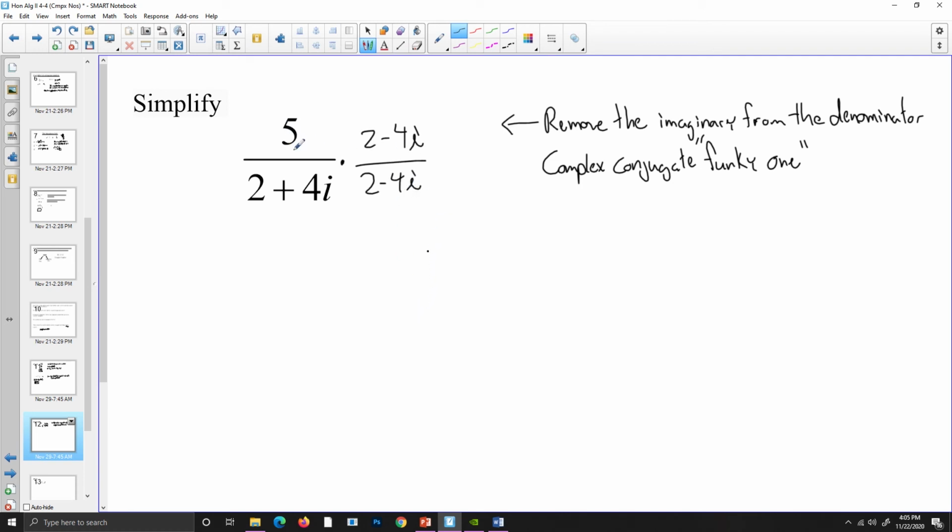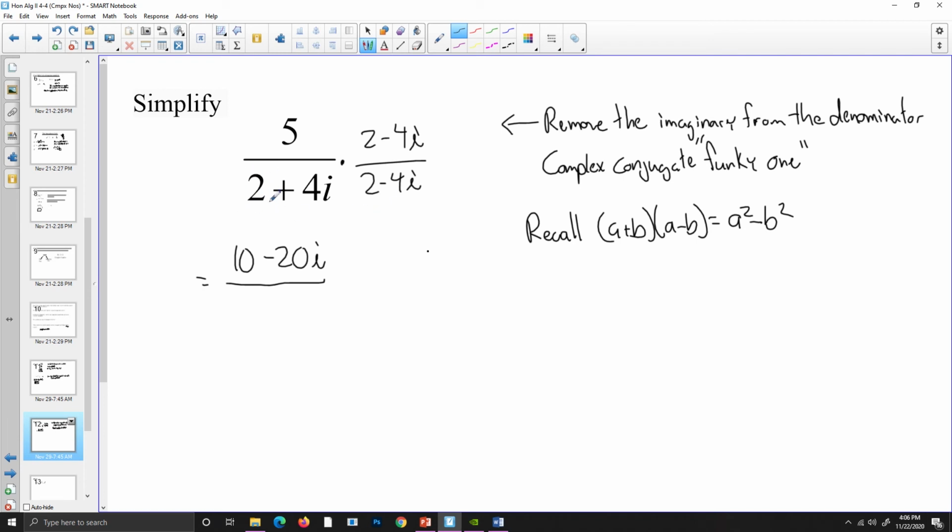Now in the top, I just have to distribute. 5 times 2 is 10. 5 times negative 4i is negative 20i. Here I have to distribute, or I can recall a plus b times a minus b equals a squared minus b squared. In this case, my a is my 2, so I'll go 2 squared minus, here is my b, 4i squared. And so I got my 10 minus 20i.